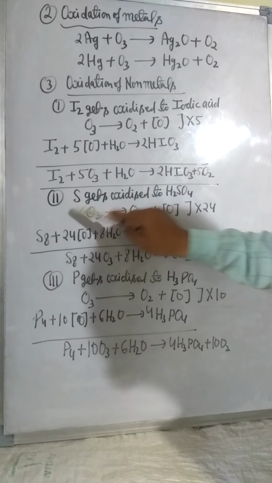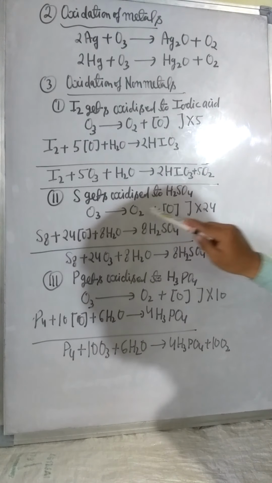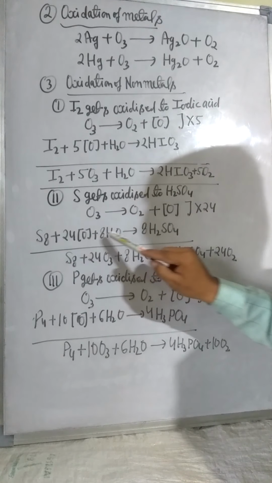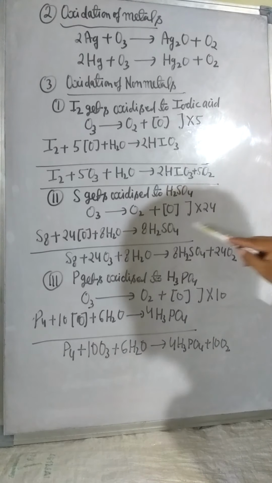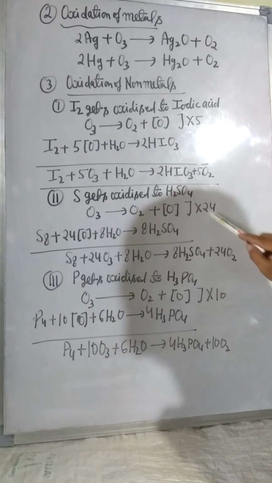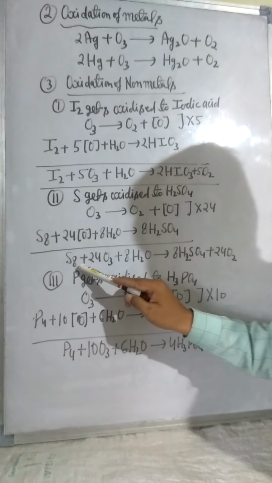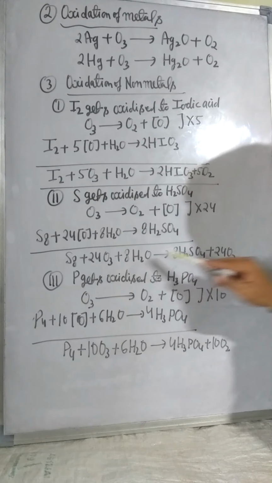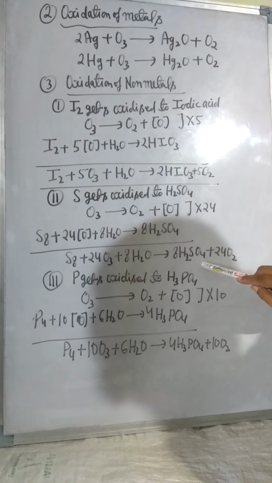Number 2, sulfur gets oxidized to sulfuric acid. Step 1, ozone decomposes to give oxygen plus nascent oxygen. Sulfur molecule reacts with nascent oxygen and water molecules to convert into sulfuric acid. Here the number of nascent oxygen is 24, so multiply this equation by 24. 24 nascent oxygen cancel 24 nascent oxygen. Finally we get sulfur molecule, ozone gas plus 8 water molecules, finally sulfuric acid. So we can say sulfur molecule gets oxidized to sulfuric acid.